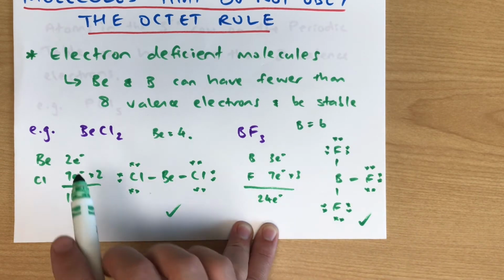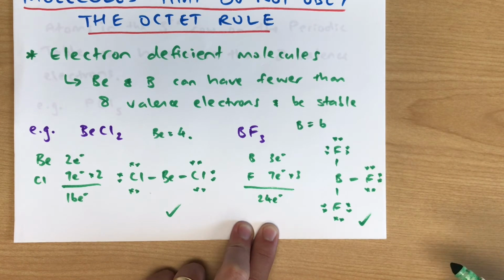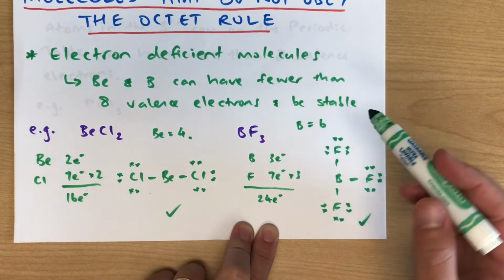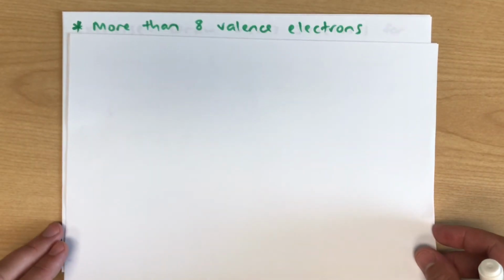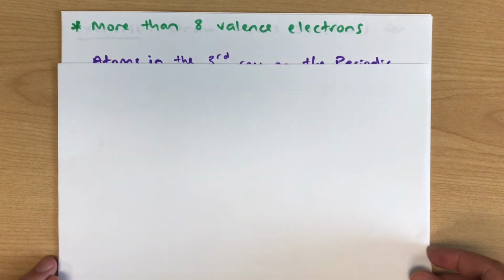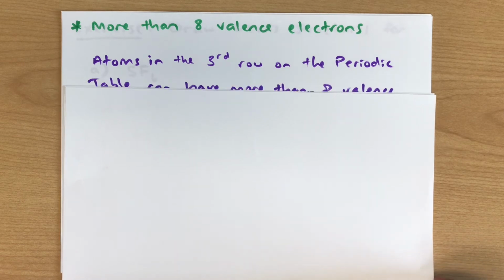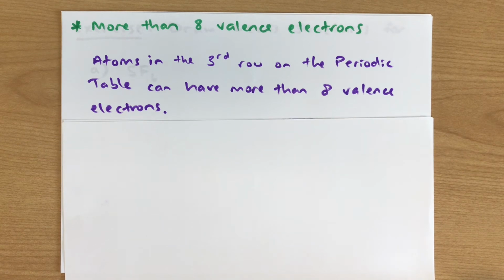So you need to remember that beryllium is okay with having 4, boron is okay with having 6. Or another way of saying that is beryllium is okay having 2 electron pairs, boron is okay having 3 electron pairs. They are stable in those configurations. There are also some molecules where you can have an expanded octet, or more than 8 valence electrons. This typically happens with atoms in the 3rd row on the periodic table. They are the ones that can have more than 8 valence electrons around them.